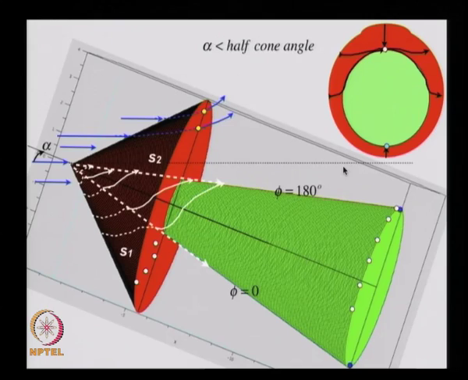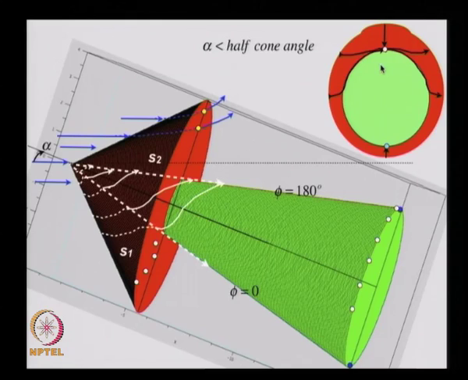Now all of this that we see here is basically when the angle of attack is less than half of the cone angle. This angle is the half cone angle, and the angle of attack is less than the half cone angle. So what we see over here is basically this case. On the top portion of the cone, if you look at this, this is the projected plane, and we have a vortical singularity point over here.